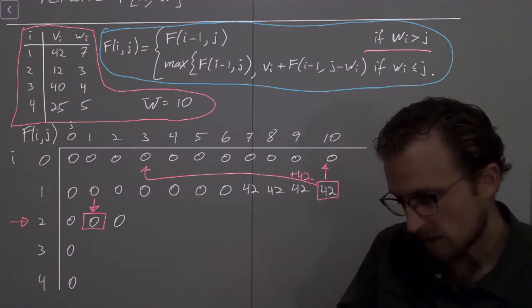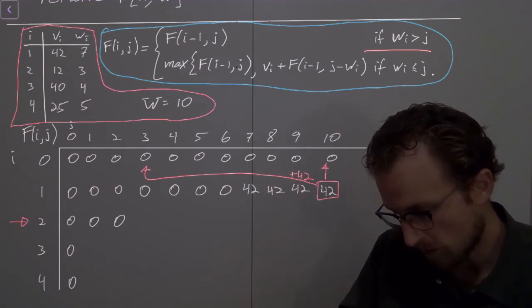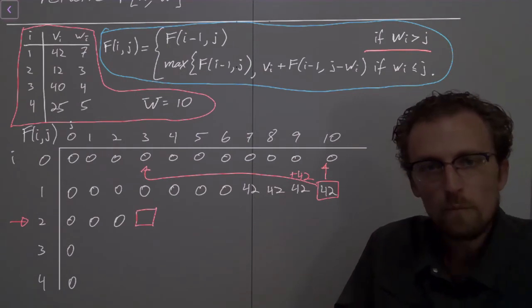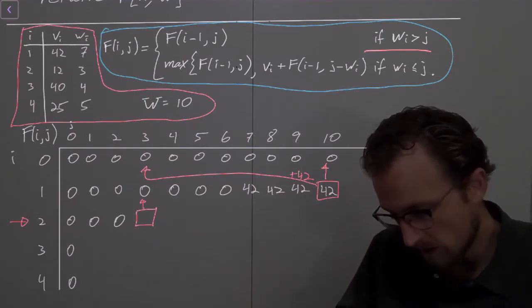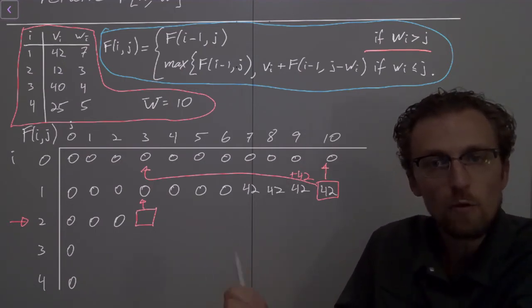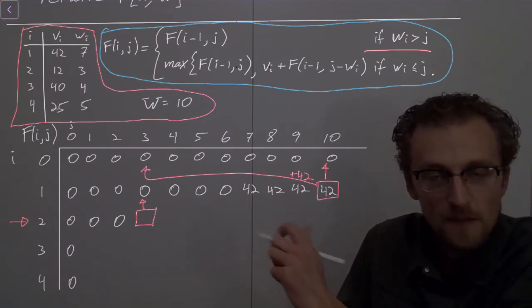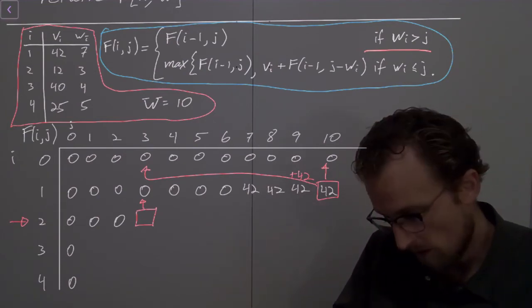When the capacity is 3, things get a little bit more interesting, right? So when the capacity is 3, now we're trying to fill in this box. One of the comparisons we always make is the number directly above us. So we always look here, but then we also step to the left by the weight of item 2, which is 3, and then step one row up, and then add in the value of 2.